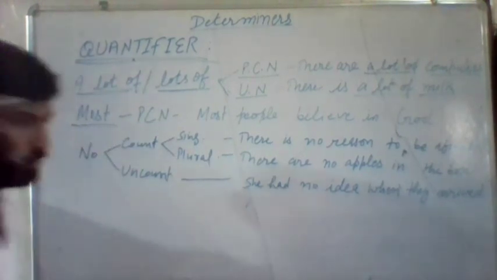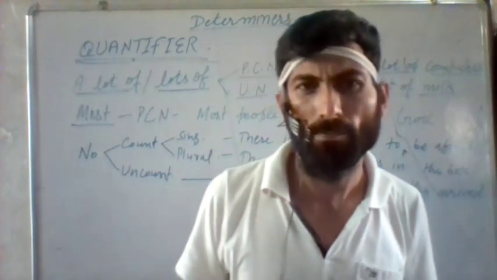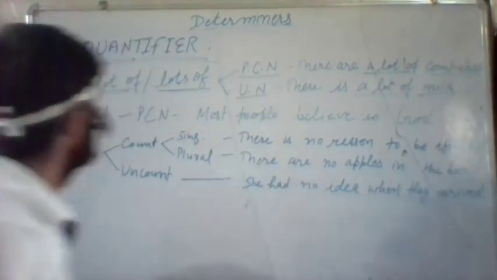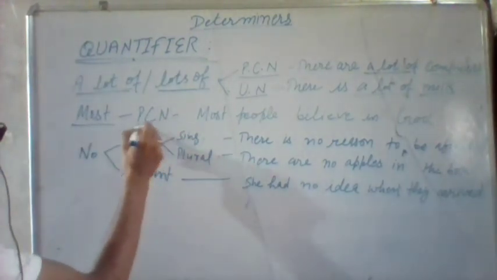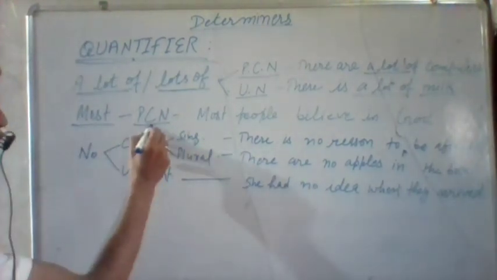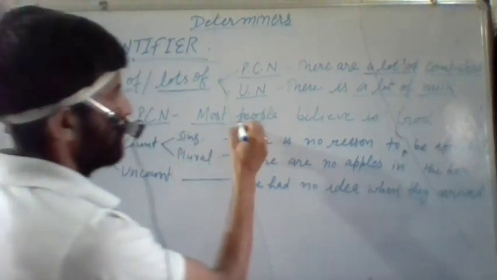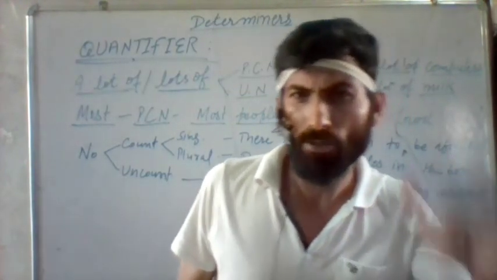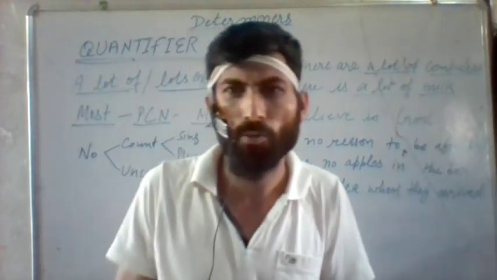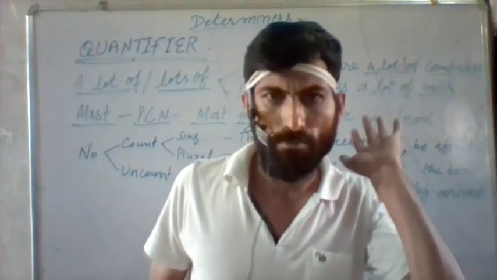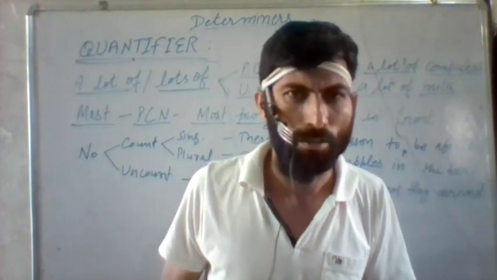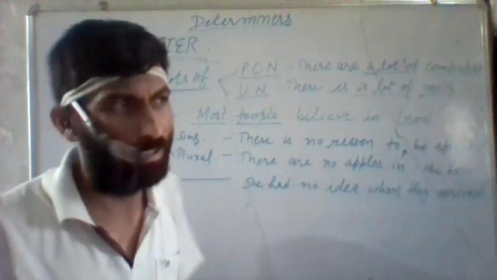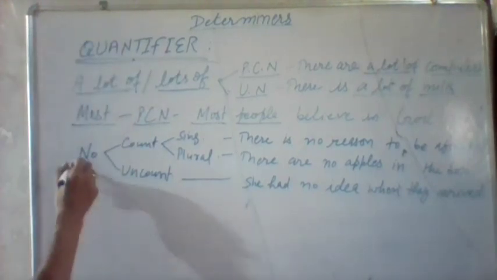Next, most. Most is used with the superlative degree also, but here we are using most as a determiner, as an adjective. Most is used with plural countable nouns. See, most people believe in God. Most means majority of, maximum people. Out of 100, it means 90 people believe in God. This is much further ahead than many; with many, very few are left. Got it?